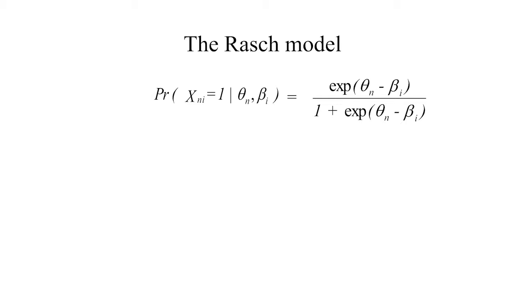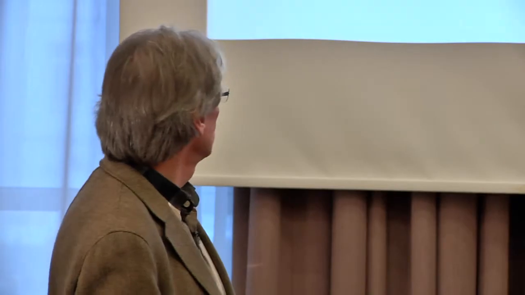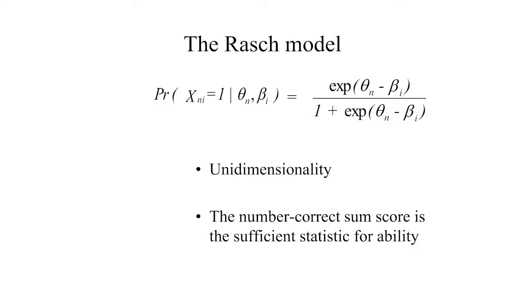Properties. Theta is now unidimensional. Why? That's a question. Why should theta be unidimensional? When I say unidimensional, I say that all the children are ordered along one line. Okay, it's a unidimensional proficiency. Does it need to be that way? We don't know. And another thing is that the total score, the number correct score, is a sufficient statistic for proficiency. That means that if I know somebody's total score, I can estimate that person's theta.